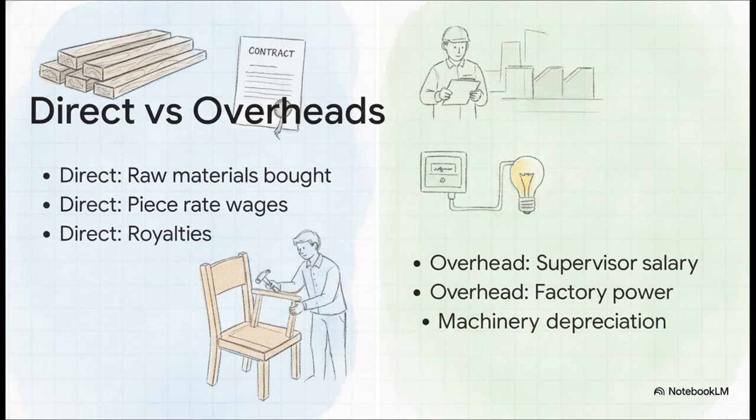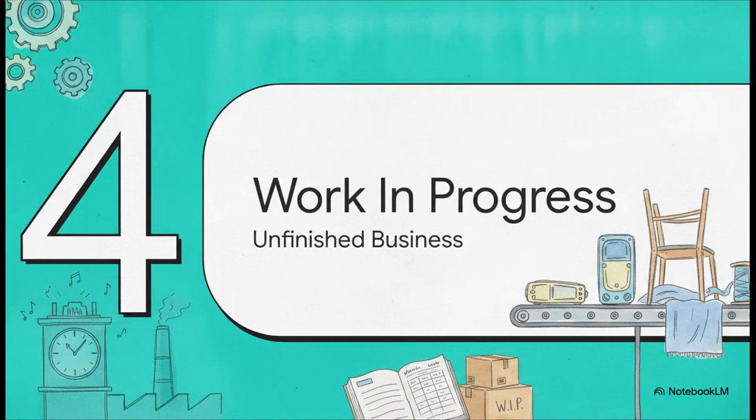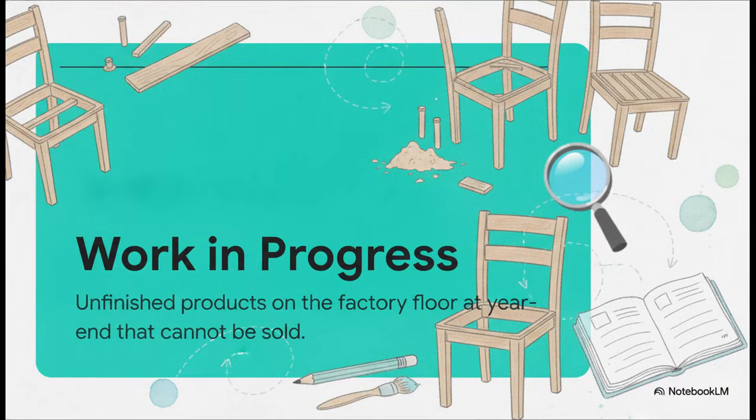Keeping these two buckets crystal clear is absolutely crucial for accurate accounting. Let's look at Section 4, Work in Progress. All right, picture this. It's the very last day of the financial year. The final buzzer rings, but there are still products sitting half-finished on the floor. Since these half-built chairs aren't finished goods yet, we have to adjust for them in the manufacturing account as Inventory of Work in Progress, or WIP.